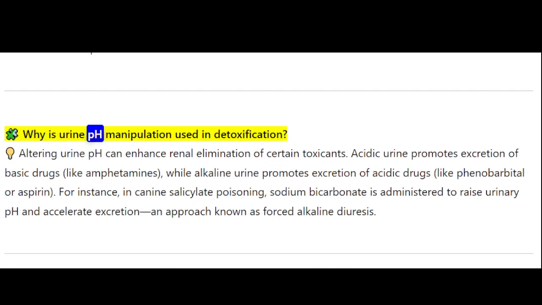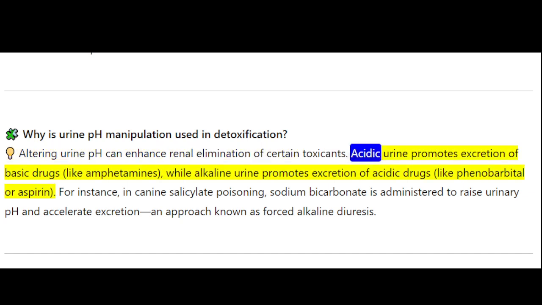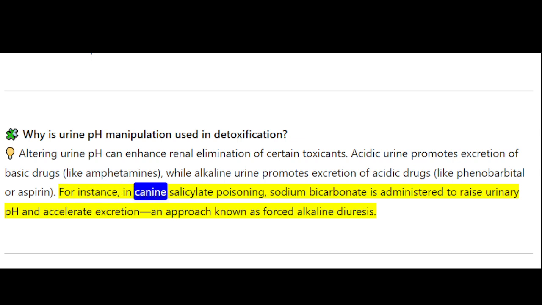Why is urine pH manipulation used in detoxification? Altering urine pH can enhance renal elimination of certain toxicants. Acidic urine promotes excretion of basic drugs, like amphetamines, while alkaline urine promotes excretion of acidic drugs, like phenobarbital or aspirin. For instance, in canine salicylate poisoning, sodium bicarbonate is administered to raise urinary pH and accelerate excretion, an approach known as forced alkaline diuresis.